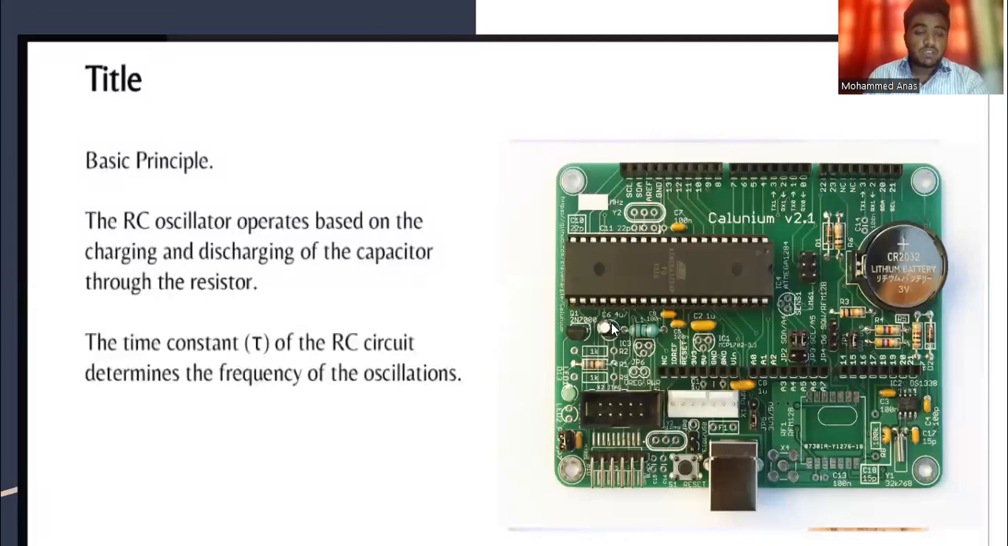The basic principles of the RC oscillator circuit. The RC oscillator operates based on the charging and discharging of the capacitor through the resistor. The time constant T of the RC circuit determines the frequency of oscillation.